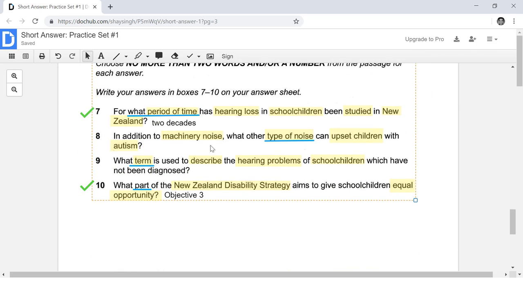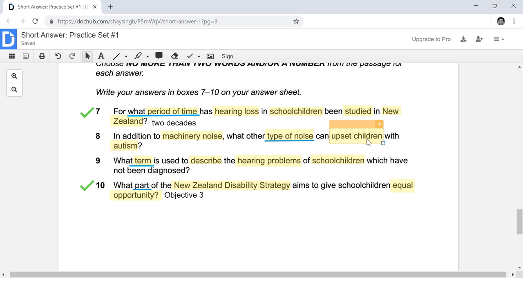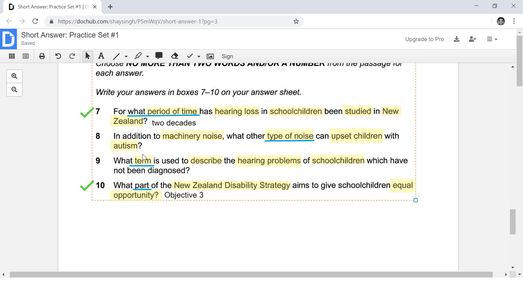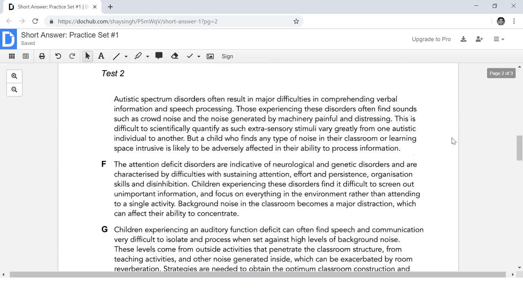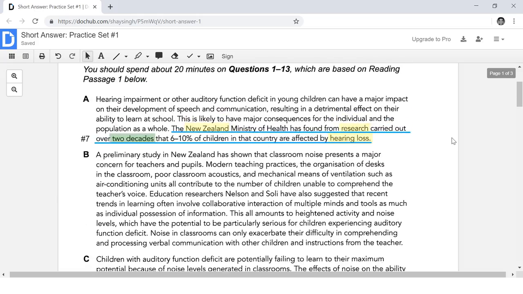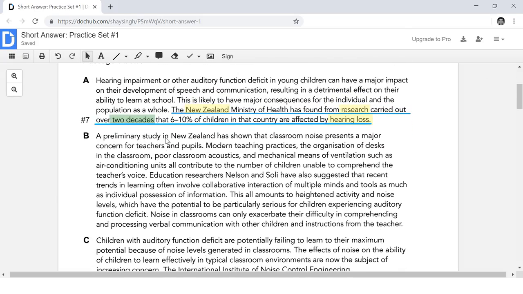We're going to start off by looking for our keywords. Right now we're looking for keywords related to noise, machinery noise, types of noise, and also not just any noise, noise that can upset children. And again, not just any children, but children with autism. So those are our keywords: noise, children, autism. Let's see if we can find that. We're going to start scanning from here. We are looking for noise, children, and autism.